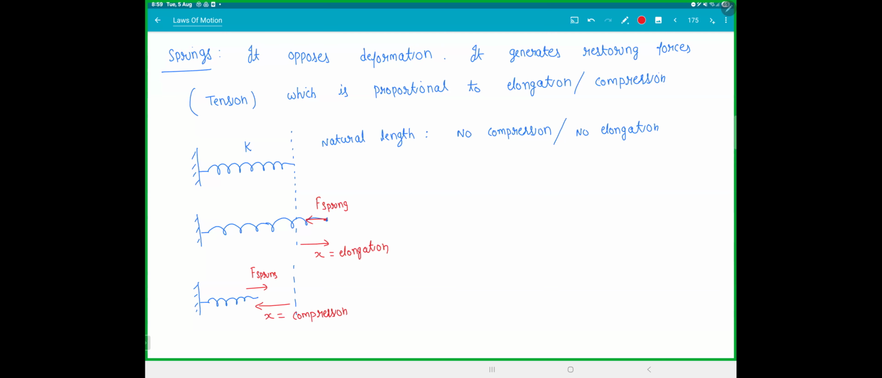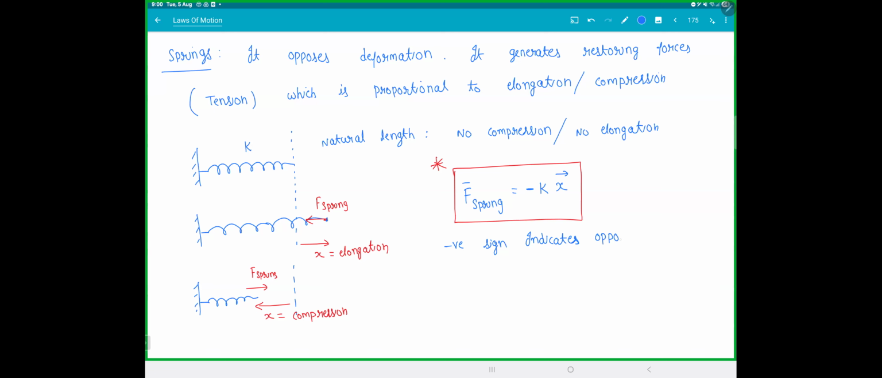So this force is given by the force due to the spring, which is given by minus K X bar. This is the formula for a spring. This K is called spring constant and this minus sign indicates opposition. The spring does not like to get stretched or compressed. So whenever you try to do that, it will generate a force, it will fight back with you. That's what the minus sign indicates.